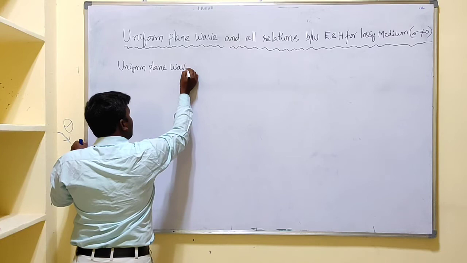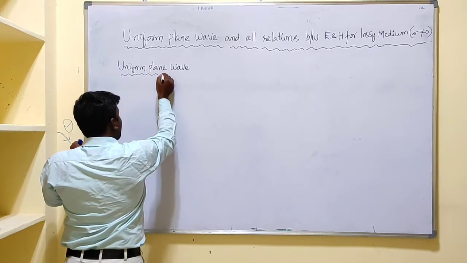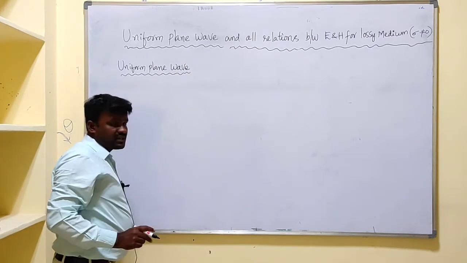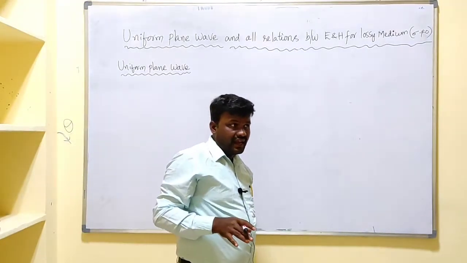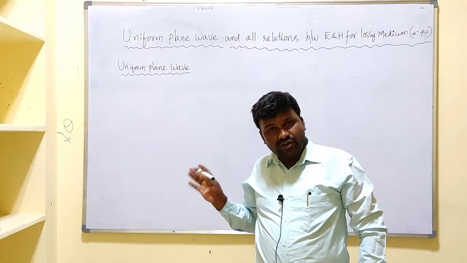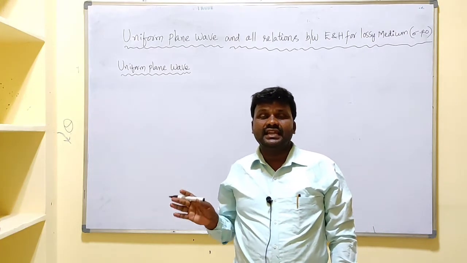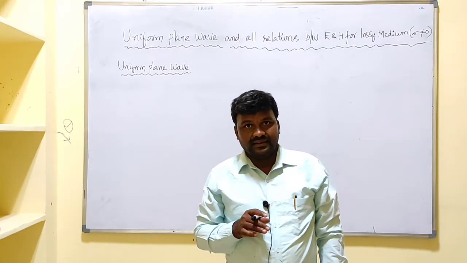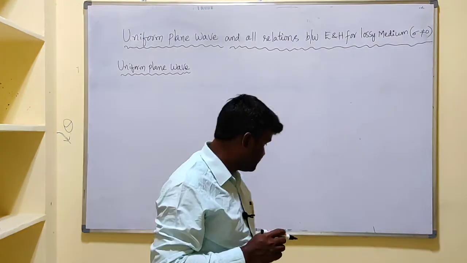An electromagnetic wave is said to be uniform plane wave if the wave is traveling along the z direction and the field components are in the xy plane. These field components are independent of E and H. Okay, once again I am repeating.